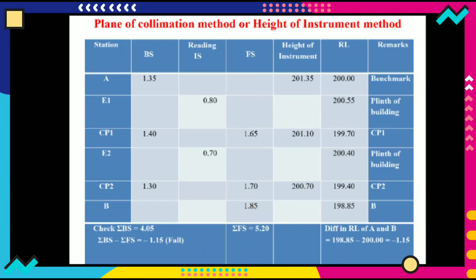So this is how to book readings. After that we add all the backsights: 1.35, 1.40 and 1.30. The summation of backsight is equal to 4.05. Then we add 1.65, 1.70, 1.85, the summation of foresight, which is 5.20. The difference, summation of backsight minus summation of foresight, is 4.05 minus 5.20. The answer will be minus 1.15.